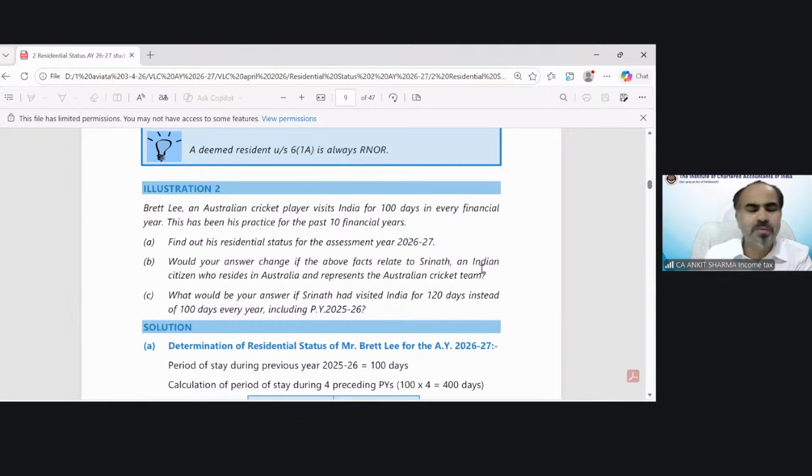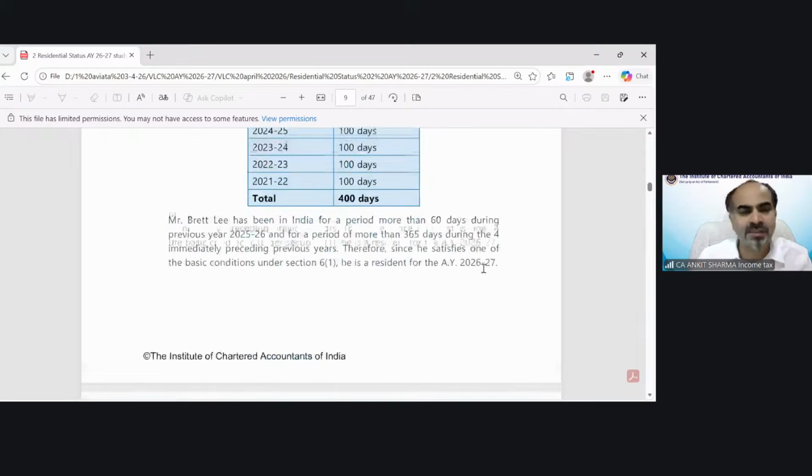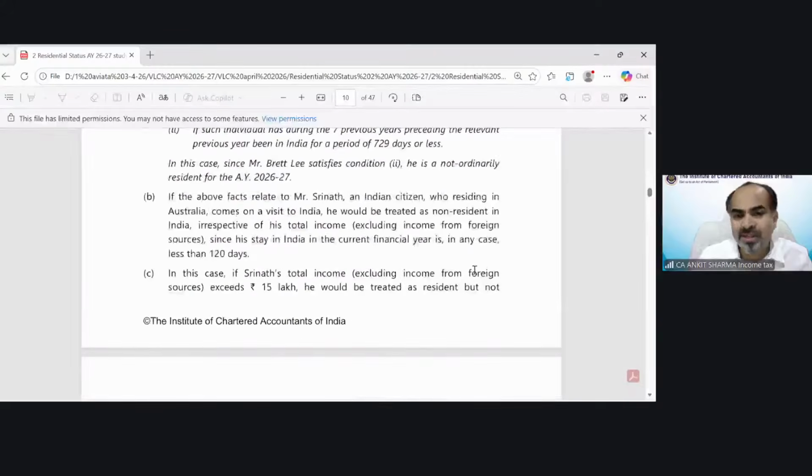Now there could be a third possibility also, which has not been mentioned in the answer. Suppose income exceeds 15 lakh rupees from Indian sources and he does not need to pay any taxes in Australia, then in this situation he could be regarded as a deemed resident. But because that involves multiple assumptions, we are not actually going through the deemed resident concept. As you can see in point number B, it has been written that he would remain non-resident because for the purpose of becoming resident, at least 120 days should be in India, which is not the case in this situation.